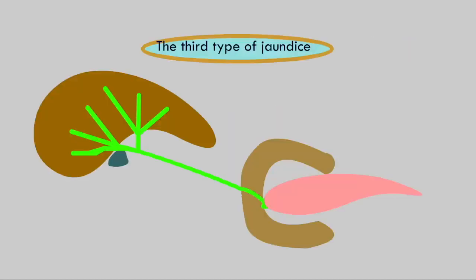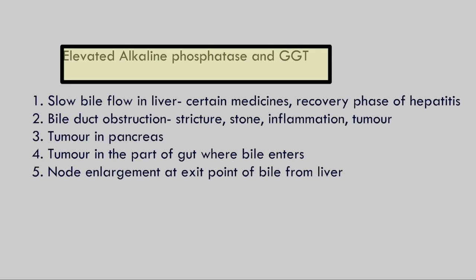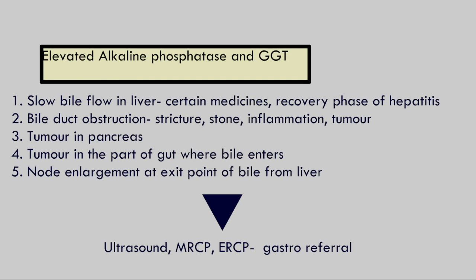The third type of jaundice is due to obstruction to the flow of bile. This can be in the liver, in the bile duct, in the pancreas, or even in the duodenum. This presents with elevated alkaline phosphatase and GGT. Causes include slow bile flow in the liver, bile duct obstruction, tumors in the pancreas, tumors in the part of the gut where the bile enters, and node enlargement at the exit point of bile from the liver. In all these cases, we do an ultrasound, MRCP, ERCP, and gastro referral.